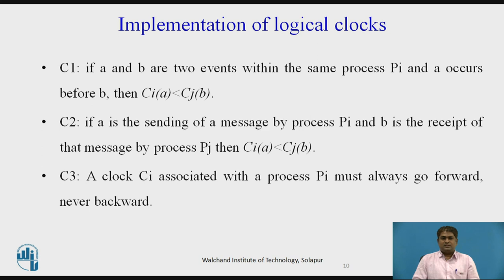In addition to these conditions, which are necessary to satisfy the clock condition, the following condition is necessary for correct functioning of the system, that is condition C3. A clock Ci associated with a process Pi must always go forward, never backward. That is, correction to the time of a logical clock must always be made by adding a positive value to the clock, never by subtracting a value. Any algorithm used for implementing a set of logical clocks must satisfy all these three conditions.